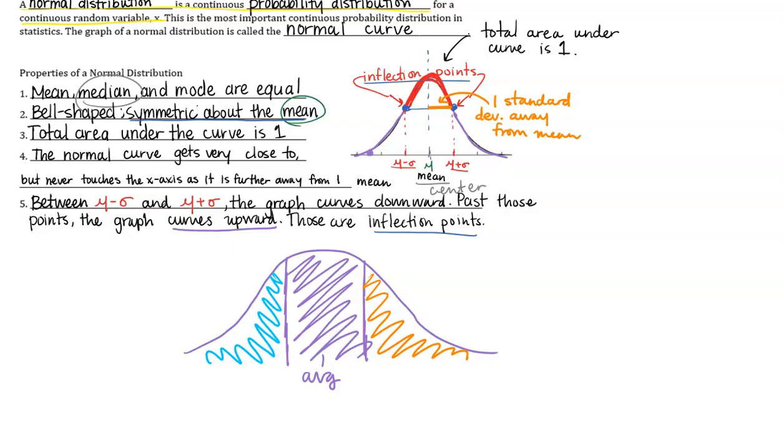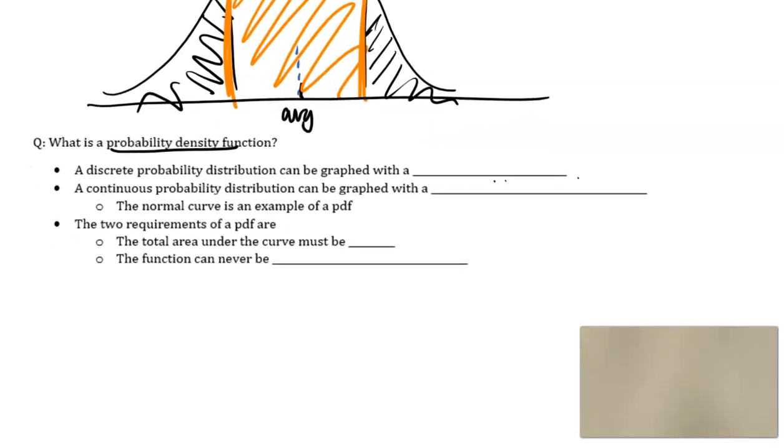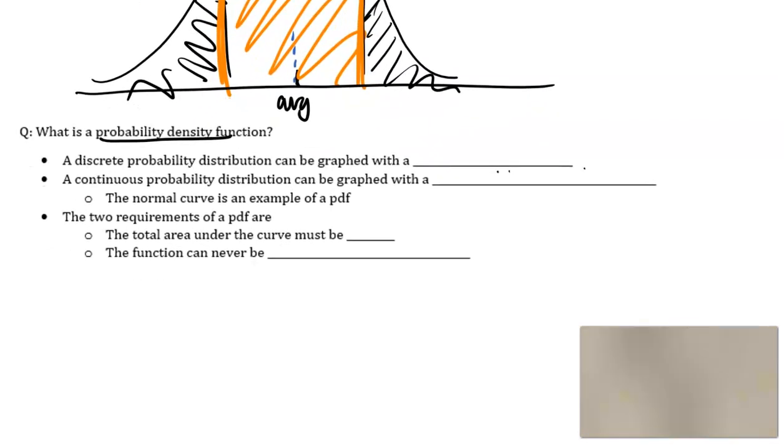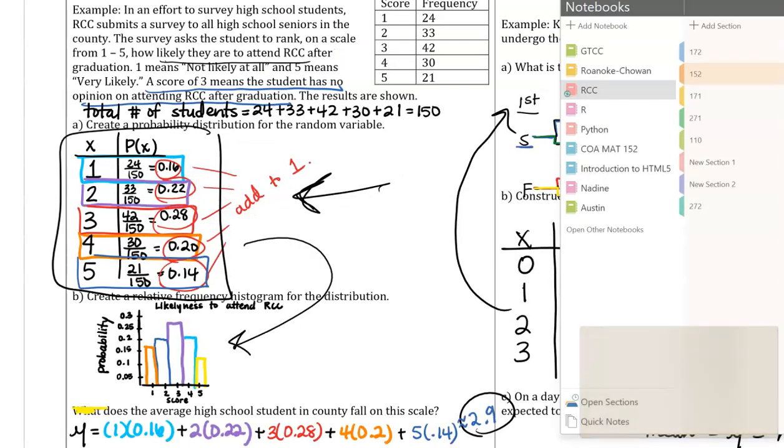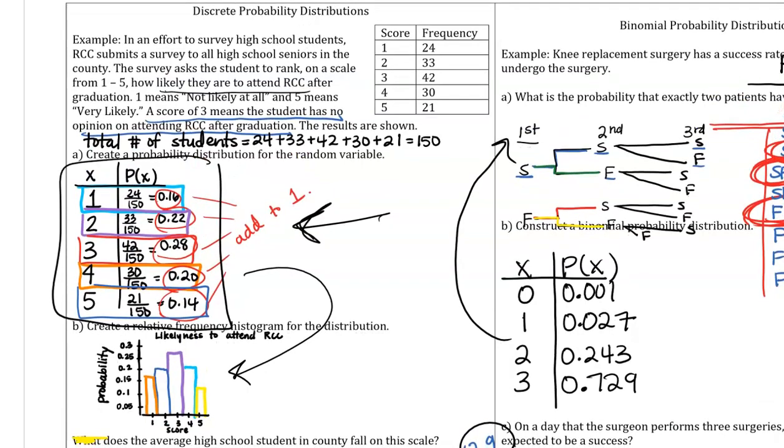And now we're going to look at some examples. Before we went on to look at some examples, I wanted to talk briefly about what a probability density function is. We have already seen from lesson 12 that a discrete probability distribution can be modeled. We can graph that using a histogram. So here's an example of a discrete probability distribution that we made, and we graphed it using a histogram.